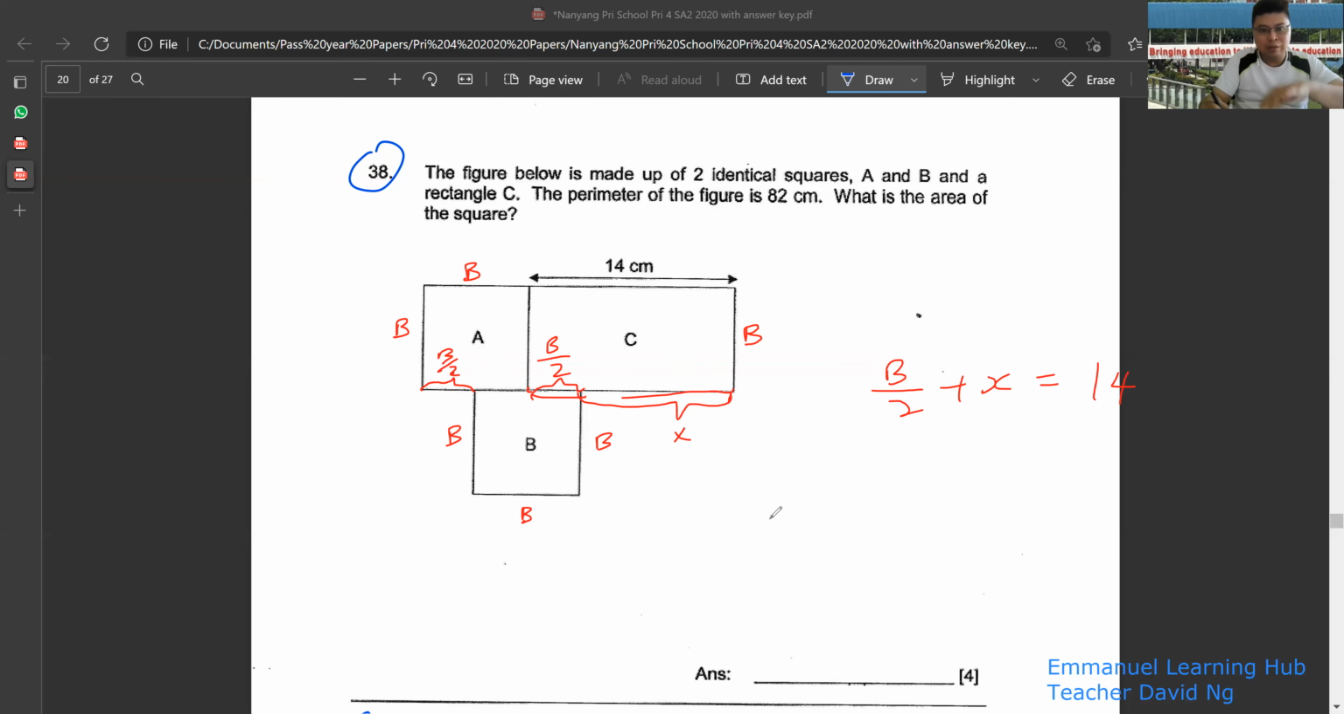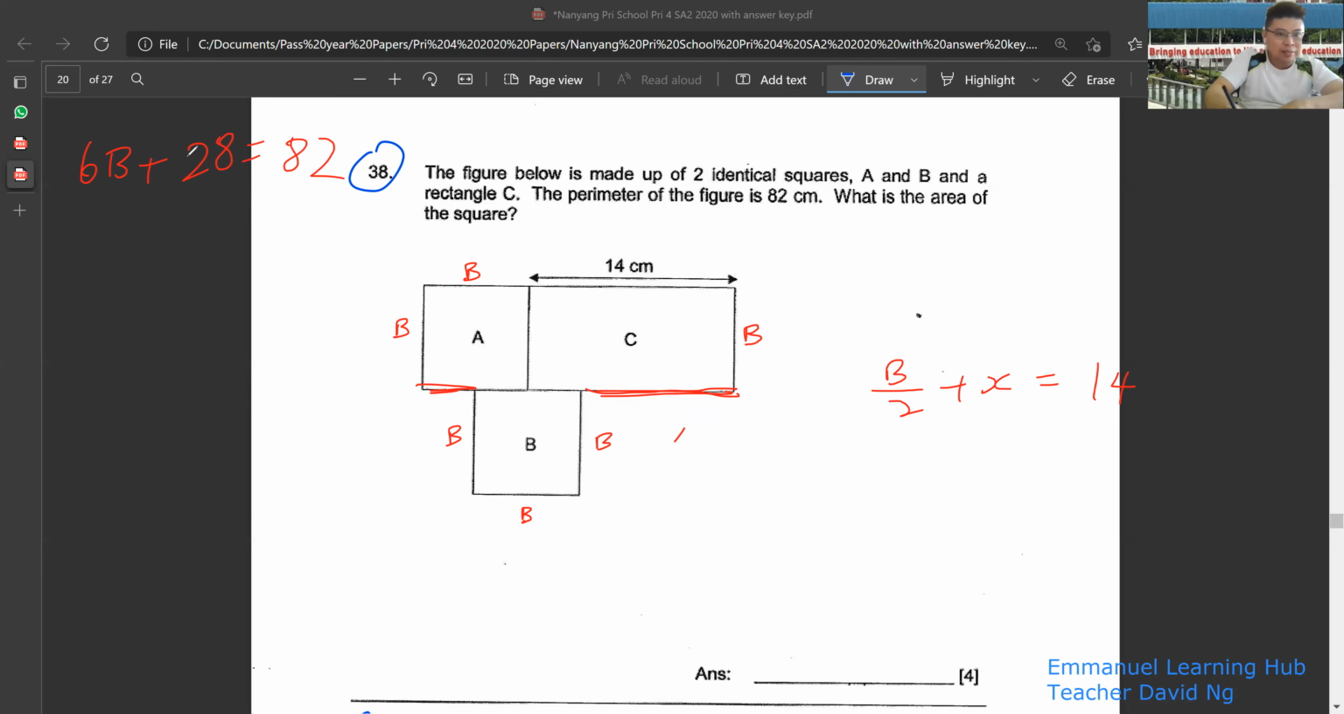Now you see? You understand? So if this part is 14, that means this part here, you just change it to 14 will do. So how many b are there? 1, 2, 3, 4, 5, 6. 6b plus 14 plus 14 plus 28 equal to 82.